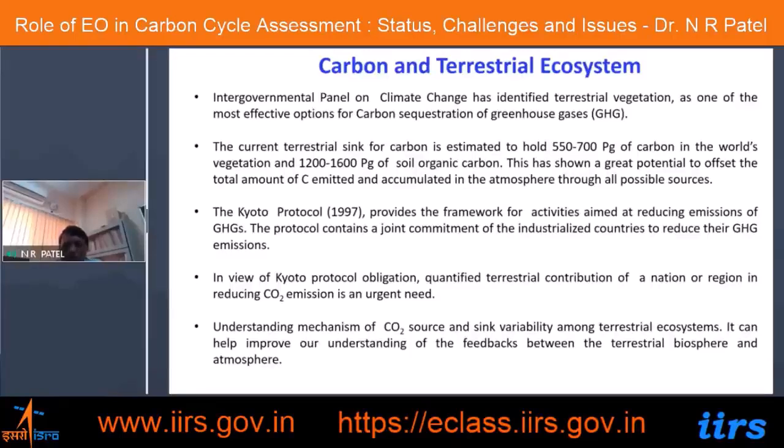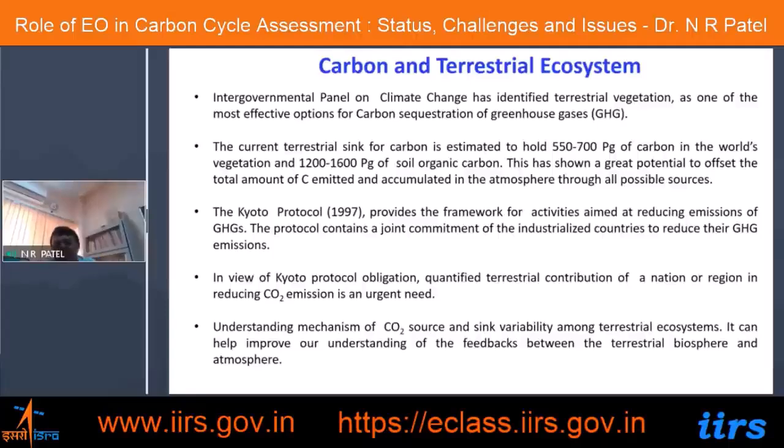Like first, the Kyoto Protocol. Under this, a framework was designed for reducing emission of the greenhouse gases. As per this protocol, there was a joint commitment by the industrialized countries, mainly the European countries, China, the US, which are the biggest emitters. They emit even more than 10 times that of India. So they are the industrialized countries, with a higher rate of emission of greenhouse gases.